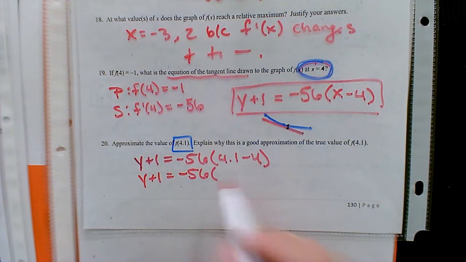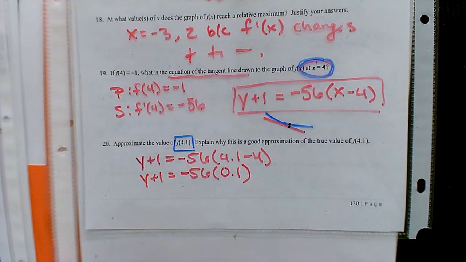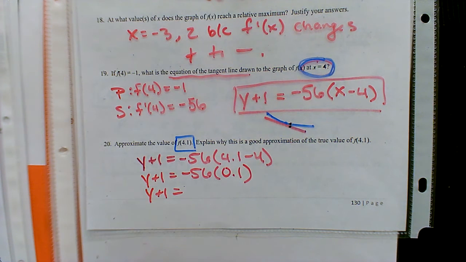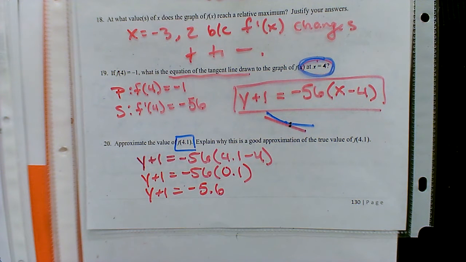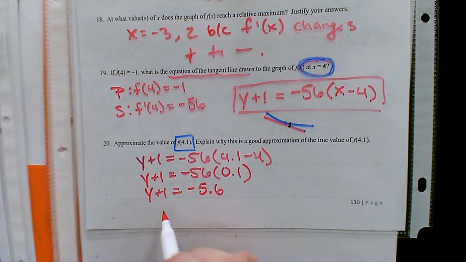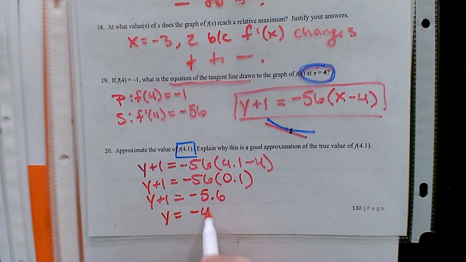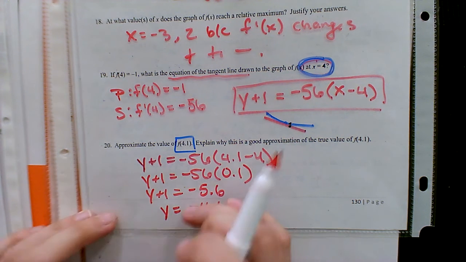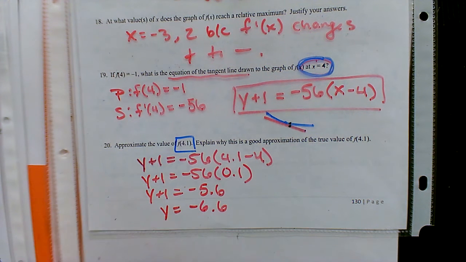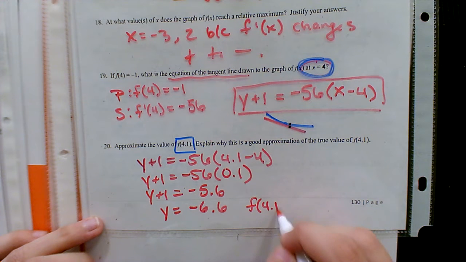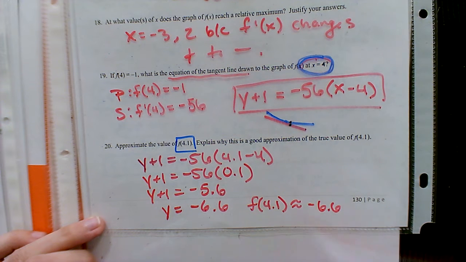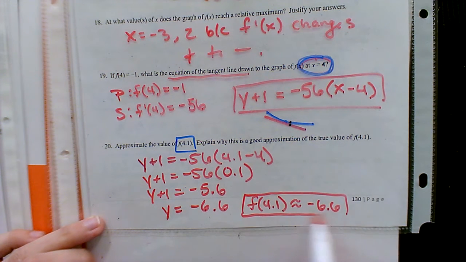Without a calculator, 4.1 minus 4, we got 0.1 times negative 56. Negative 5.6, you're just moving a decimal. Add over the 1. We got negative 4.6. Or sorry, subtract over the 1. My bad. Negative 6.6. So if you were to plug in 4.1 into the original function, it would be about negative 6.6. We're slightly off.